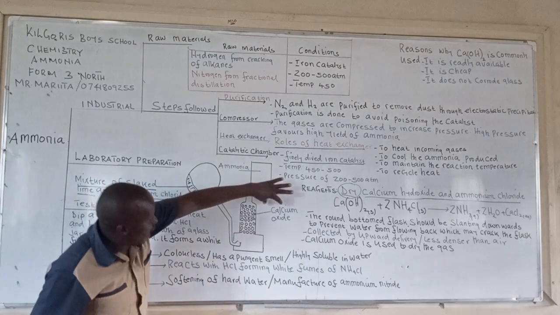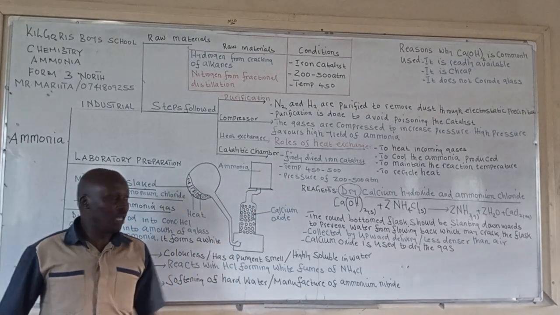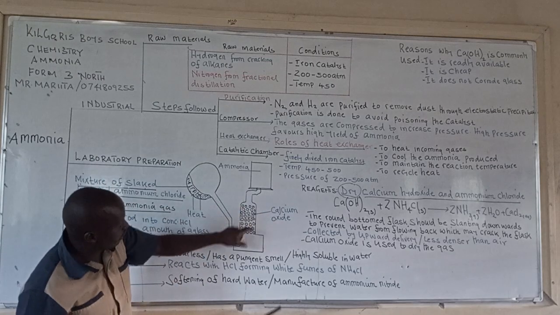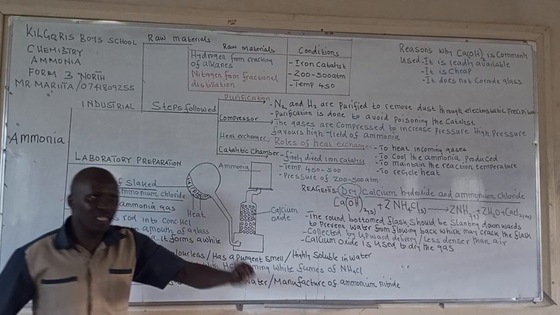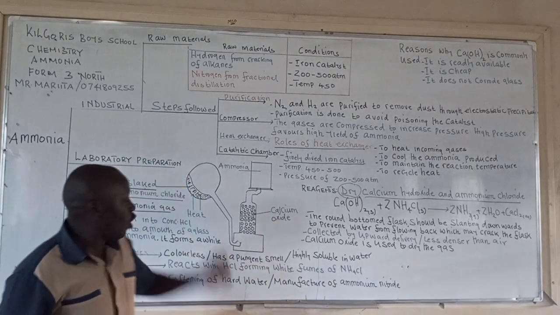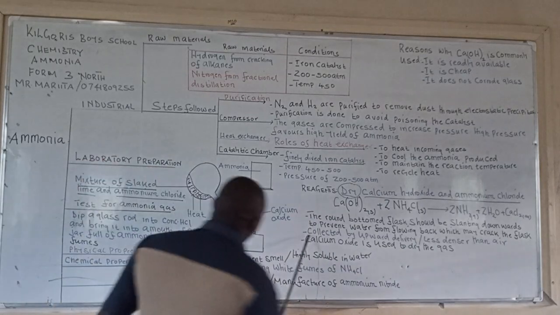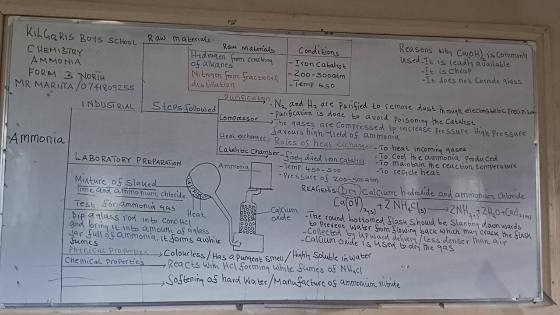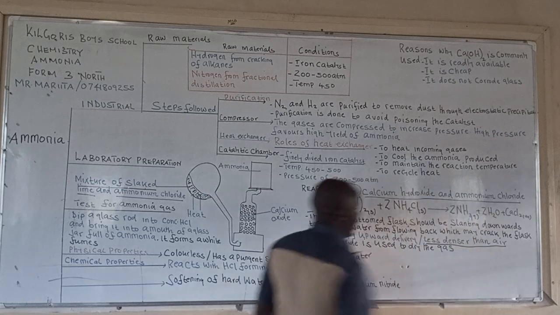Now, we have the calcium oxide. The purpose of calcium oxide is to dry the gas. Once the gas has been dried by the calcium oxide, it should be collected by the upward delivery, or we call it the downward displacement of air. So the method of gas collection is upward delivery, and the reason why it is collected by upward delivery is because the gas is less dense than air.